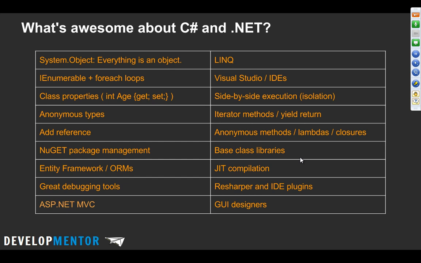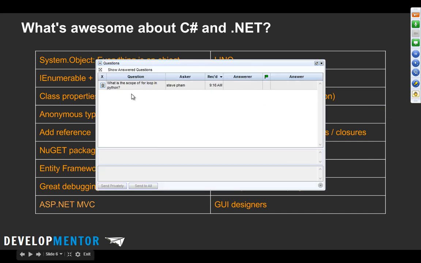Lambdas, closures, the base class library, JIT compilation, ReSharper, GUI designers like WPF and Windows Forms and so on. All these things are awesome. And you'll see that Python, for the most part, has really compelling features comparable with every one of these things. Okay, and we're going to do that as soon as I answer this question.